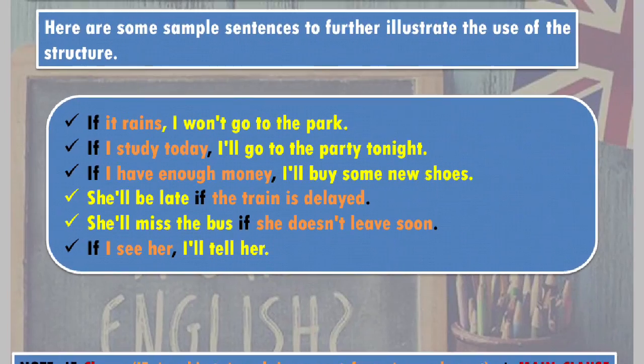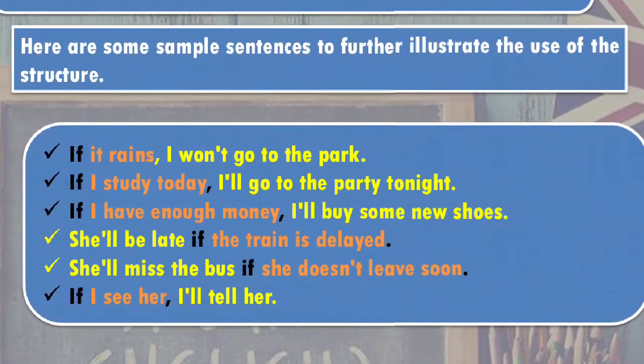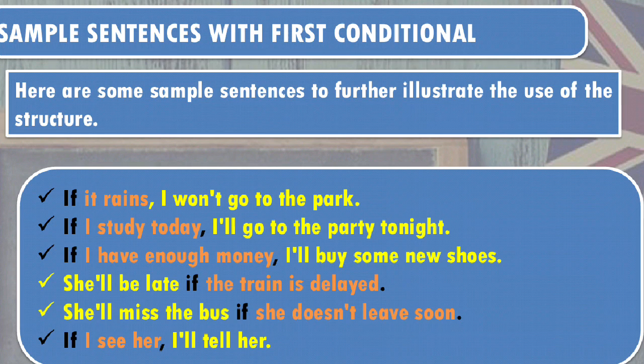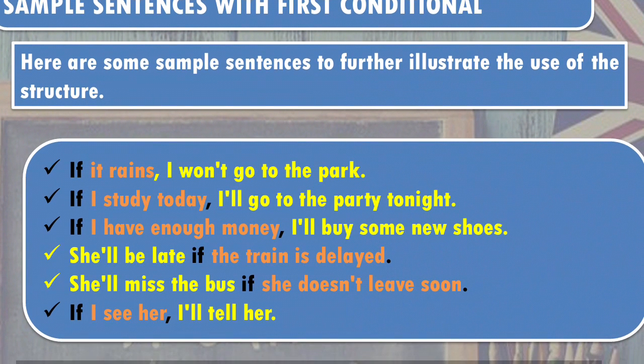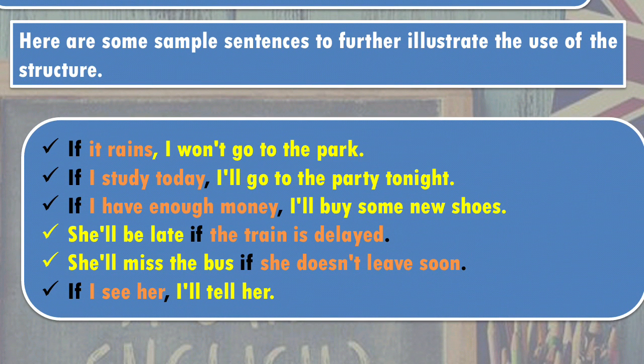Now here we had some sentences so you can pay more attention into what the structure is. Aquí tenemos algunas oraciones de ejemplo para que veamos un poquito más lo que es el first condition. It says, if it rains, I won't go to the park. Si llueve, no iré al parque. If I study today, I'll go to the party tonight. If I have enough money, I'll buy some new shoes. She'll be late if the train is delayed. She'll miss the bus if she doesn't leave soon. If I see her, I'll tell her.